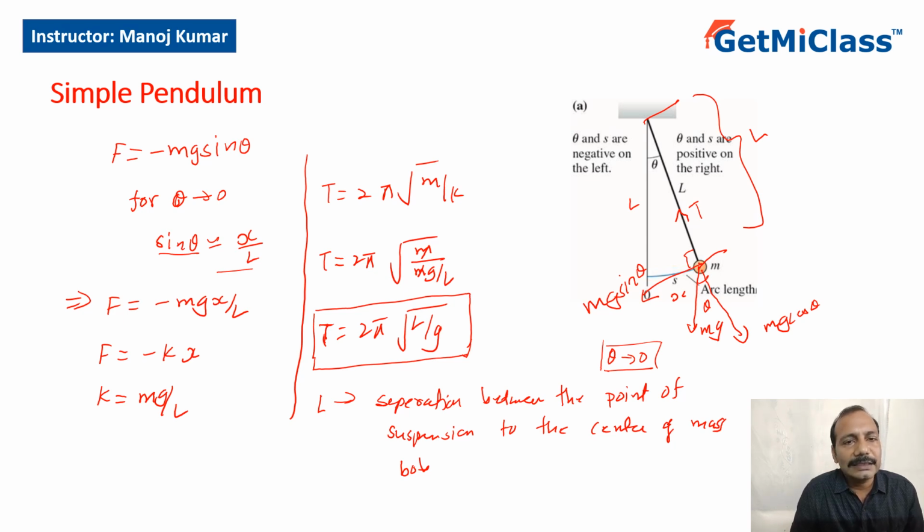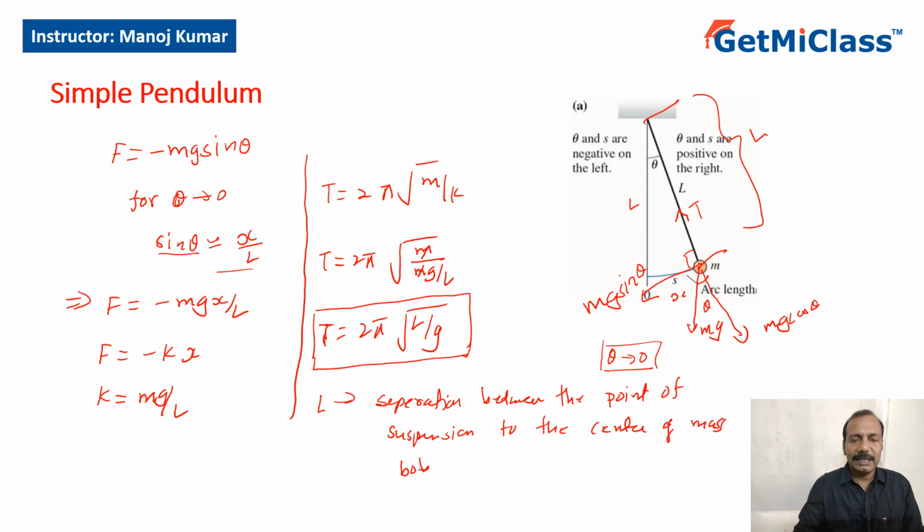And the other thing is, when we are considering forces, we consider the restoring force. The only force that is responsible for oscillation is the restoring force. Other forces are not responsible for oscillation. In this case, you can see tension is acting, and mg cos theta is acting. They are not contributing to bringing the bob back to its mean position. So they are not restoring forces, so we don't consider them.